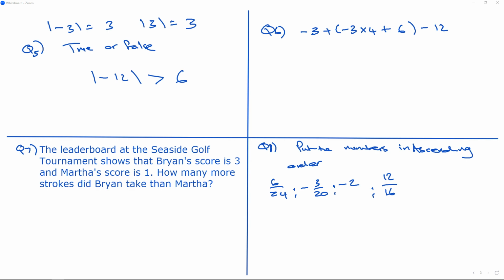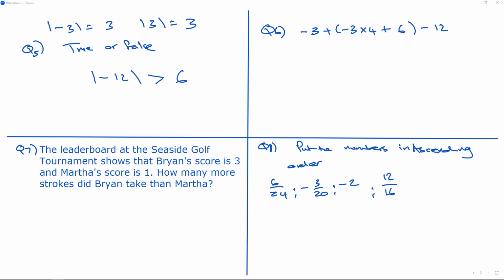All right, let's go to the next round of questions. All right, so there's the next 4 questions. Question 5 is an absolute value question. Question 6, BEDMAS. Question 7, word problems using integers. Question 8, arranging fractions or rational numbers in ascending order. Press pause, try it. When you're done, press play just now.